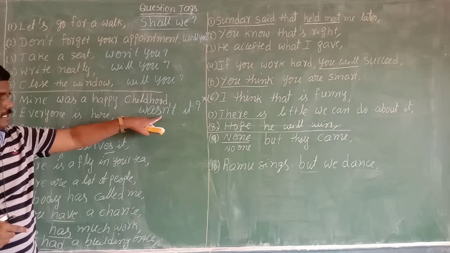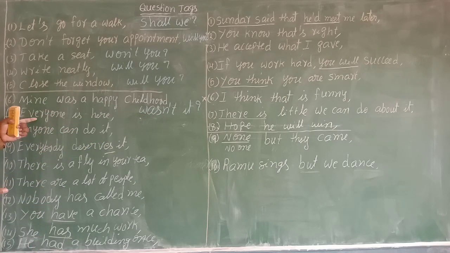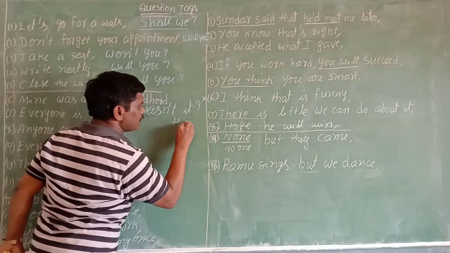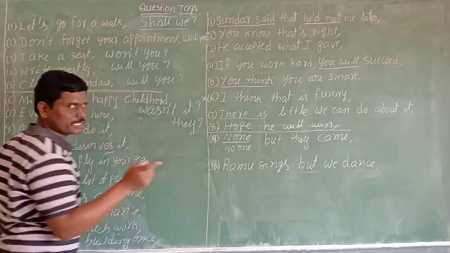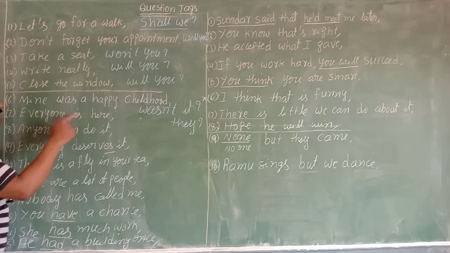Do you understand? Yeah. Now, everyone, friends, I already told you: everyone, everybody, anybody, anyone, somebody, someone. When we use these pronouns, we use "they" in the question tag. Everyone is here. So in the question tag we always use they. Very, very important, friends. Look at this one. Here, what is the verb? Is. Is there a negative word?